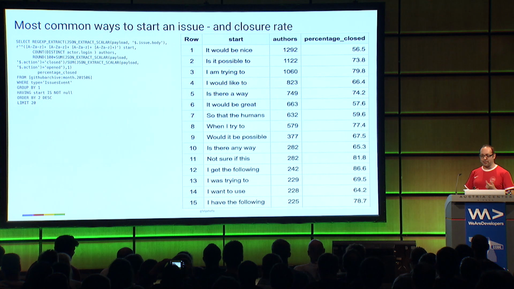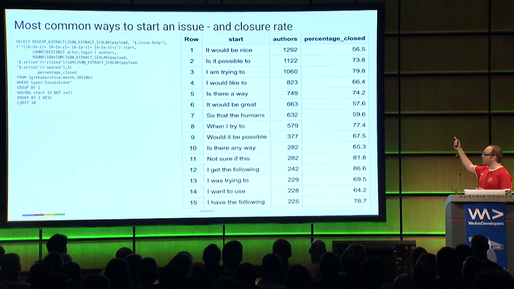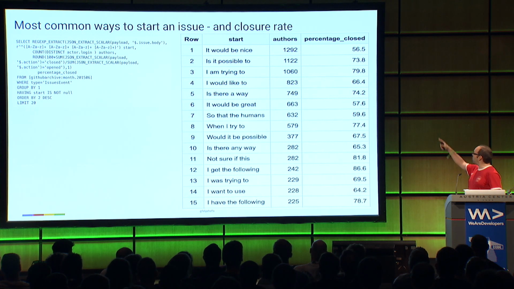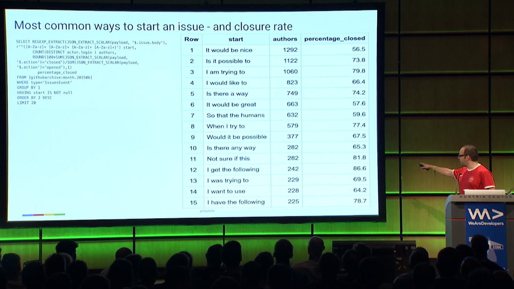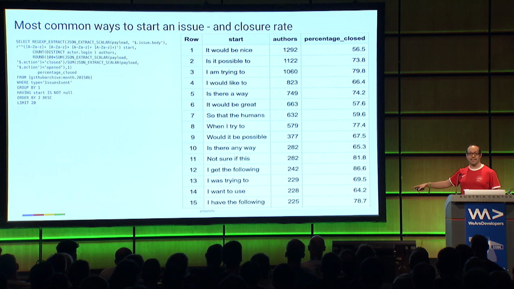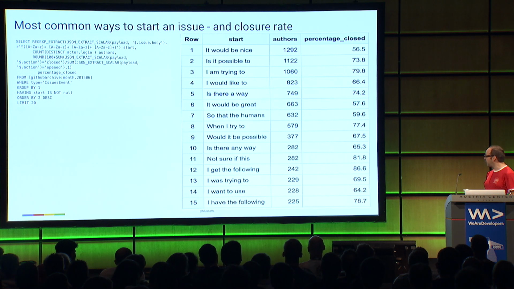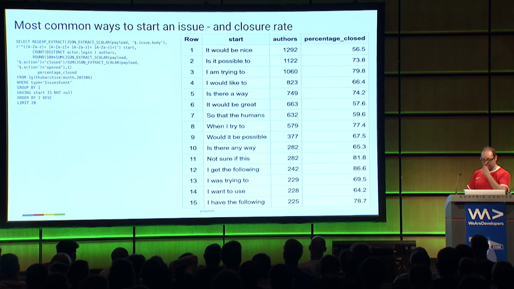Now, are they effective? I want to know how many of these issues get closure. It would be nice to get 56% closure, while is it possible to? 73%. The best one is to say, I get the following. Just be concrete. What's your problem? What are you getting? What do you want? And people will have a way easier time answering your questions.